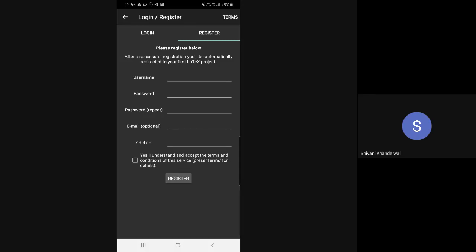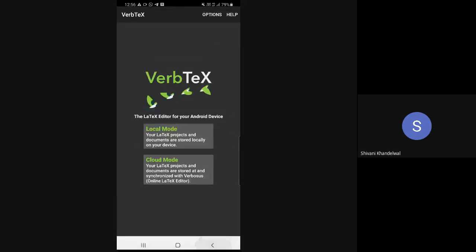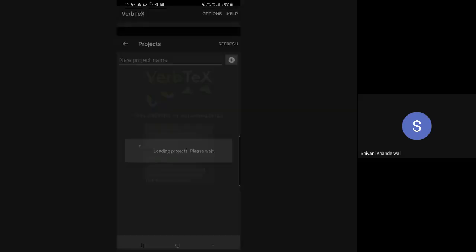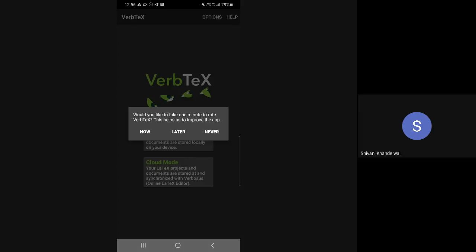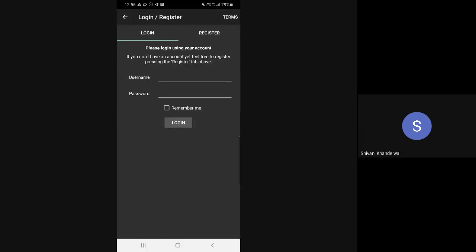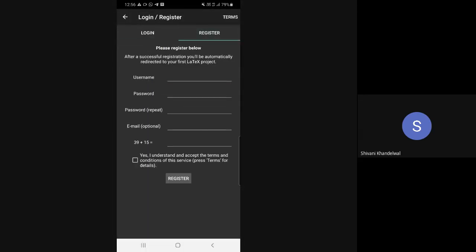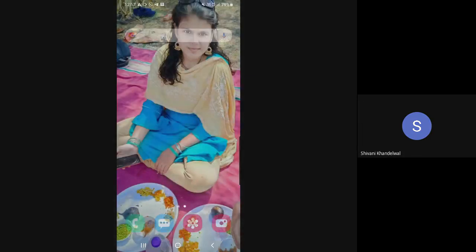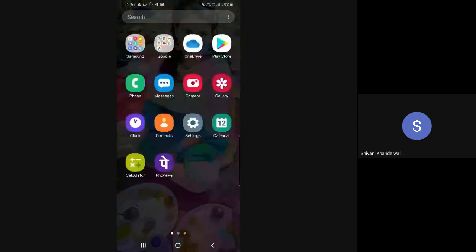So that's why I showed you how to download it, and Verbtex will look just like LaTeX, whatever it is on laptop and all. Yeah, here we can register. After registering, we can have the next one. That is, we can have the symbol of. Let me show you what is.